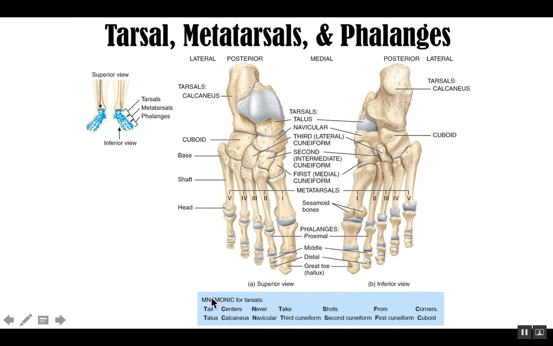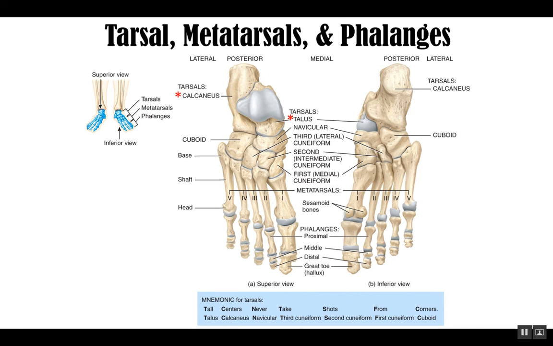There is a mnemonic that may or may not be useful. Tall centers never take shots from corners. I don't like this mnemonic. This is in reference to basketball and not a foot. It also irks me because I was a tall center and played basketball, and I always took shots from the corner of the court. But that might help you remember the names of the tarsals.